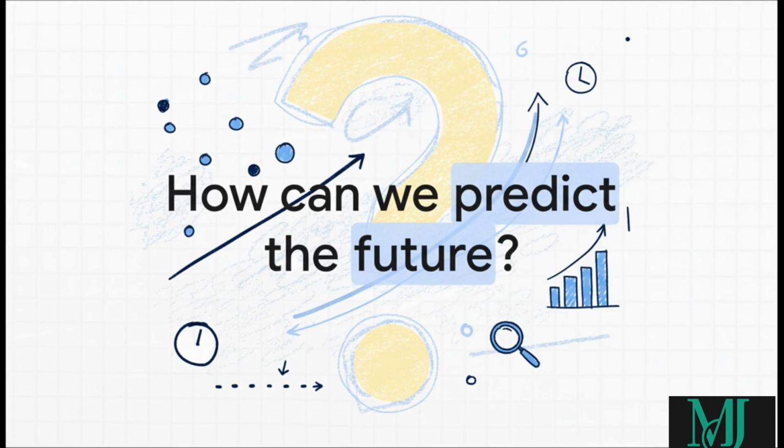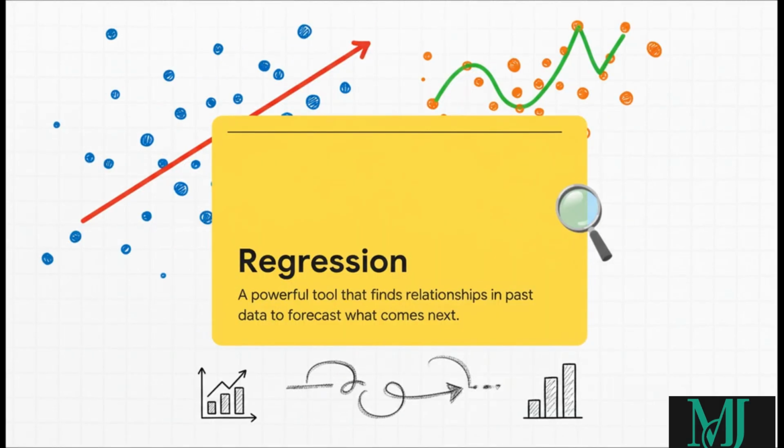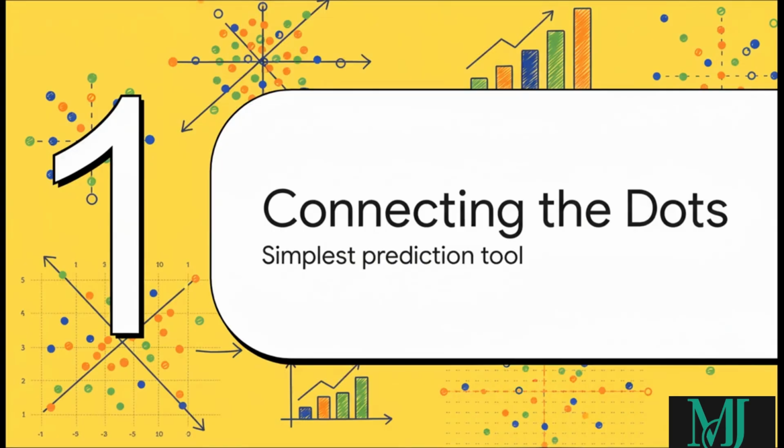Whether you're talking about tomorrow's weather, next quarter's sales numbers, or where a stock price is headed, we all want to know what's around the corner. And it turns out the key isn't some crystal ball, it's data. And that right there is where regression steps onto the stage. At its heart, it's just a powerful way to find the hidden relationships in data we've already collected. Once we understand those connections from the past, we can make some seriously smart guesses. What's coming next? It's the engine behind so much of the prediction we see today.